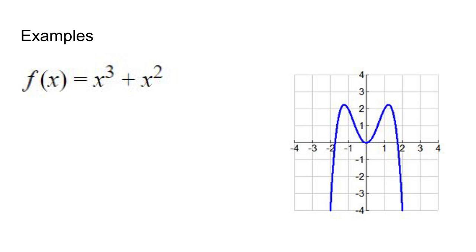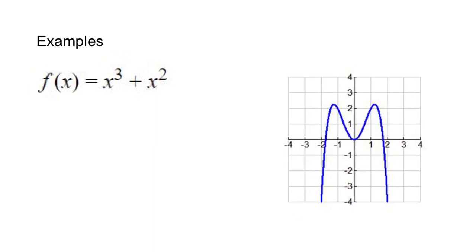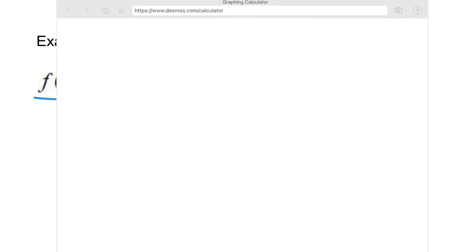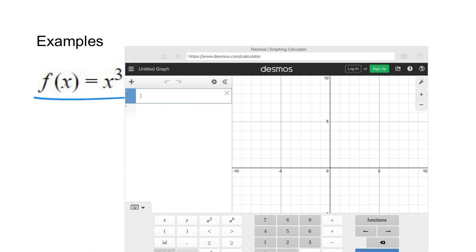All right. So here's an example of two different functions. So this function that's right here is not this graph that's over here. This is a completely different function. So I've got two examples on this one slide. We're going to start by looking at the function that we have here in Desmos.